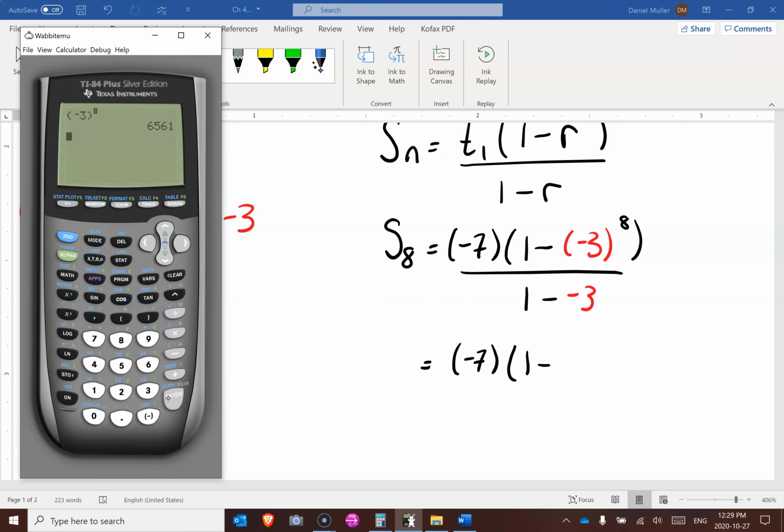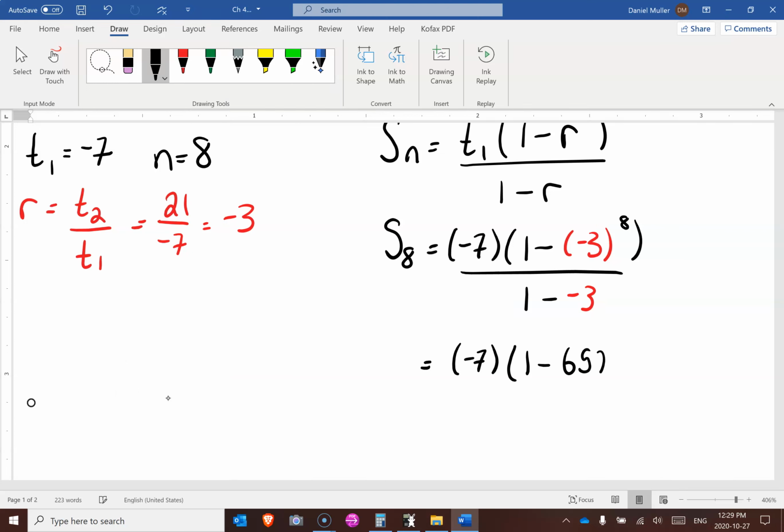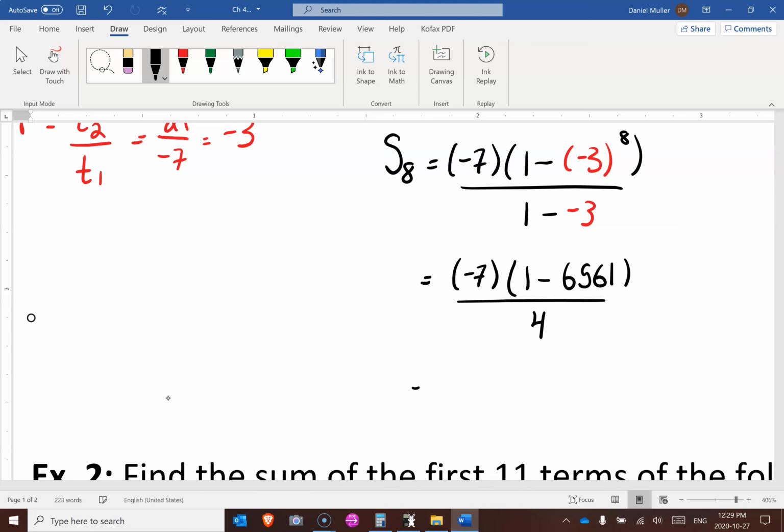6561. Okay, so 6561, all over 1 minus -3. So 1 plus 3, which is 4. So we've got -7 and 1 minus this, so -6,560, all over 4.